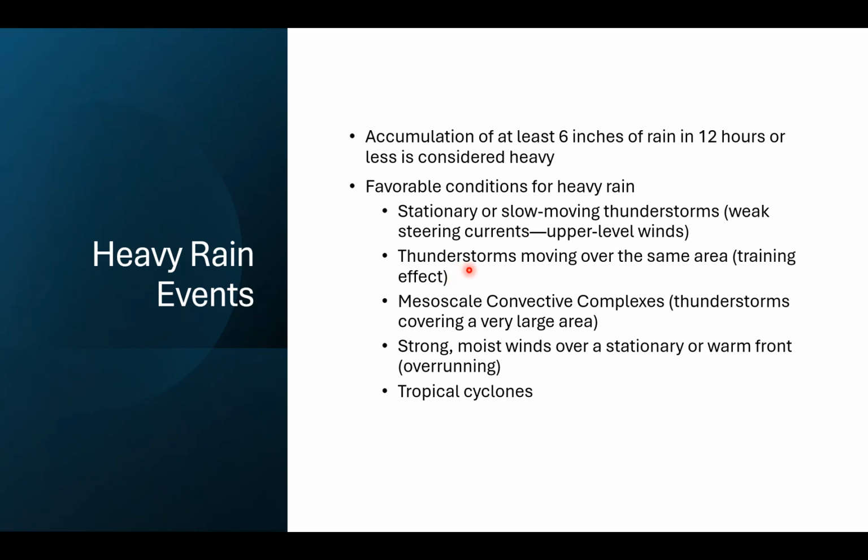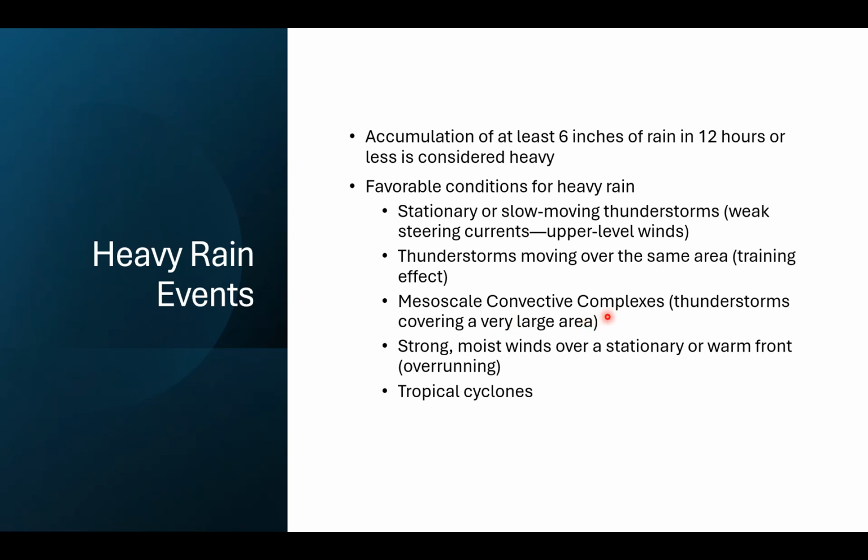All right, so you get a line of storms that just keeps firing up over the same area and just keeps moving over that same area. That can result in some heavy, heavy rain. Then there are mesoscale convective complexes, abbreviated MCCs. These are thunderstorms which are a special type. They cover a very large area.